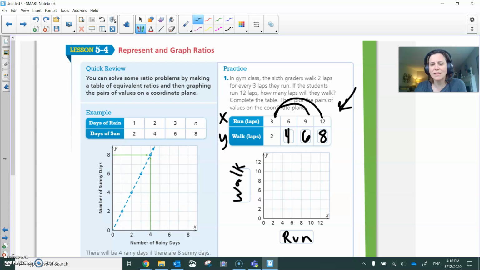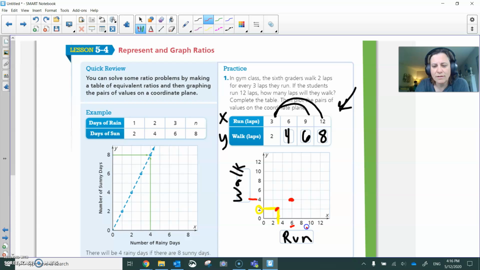So now we're going to plot these ordered pairs. Running 3 laps, 3 would have been right there. And walking 2 laps, 2 is right here. So the spot where those two come together, 3 laps running and 2 laps walking, is right here. 6 and 4, I'm going to go to 6 on this axis and 4 on that axis, and I'm going to put a point where those things meet.